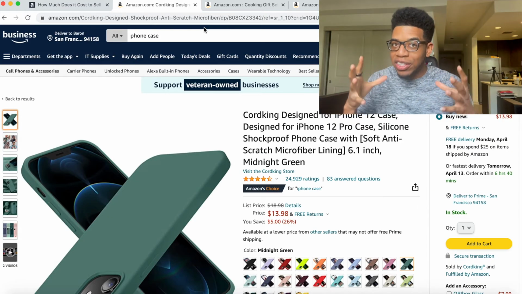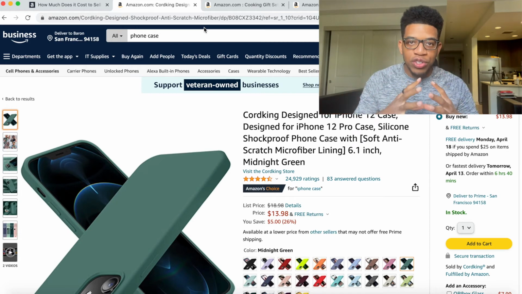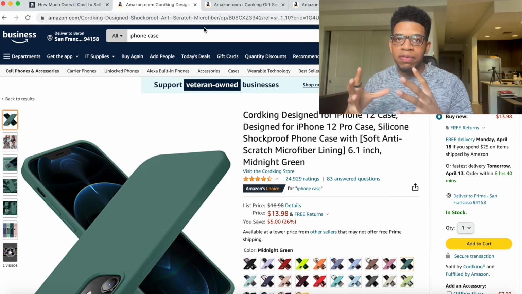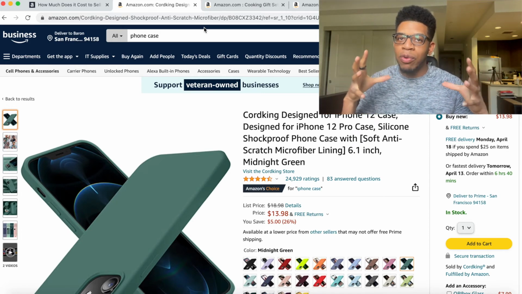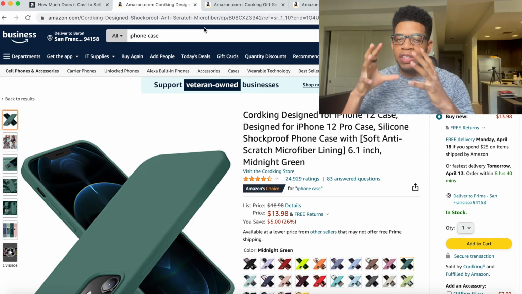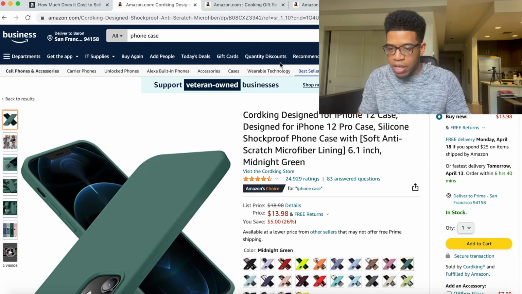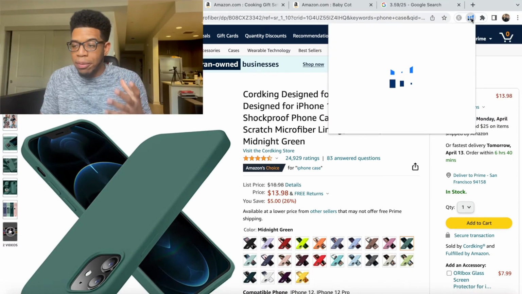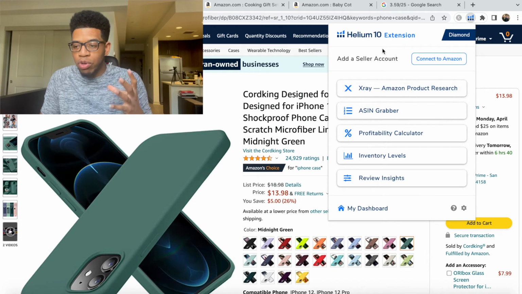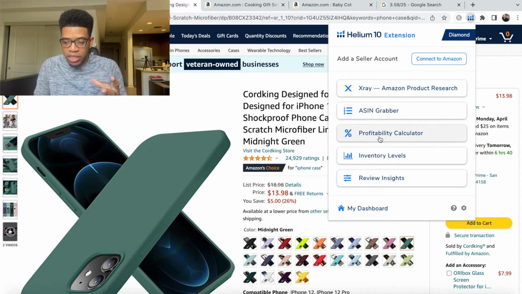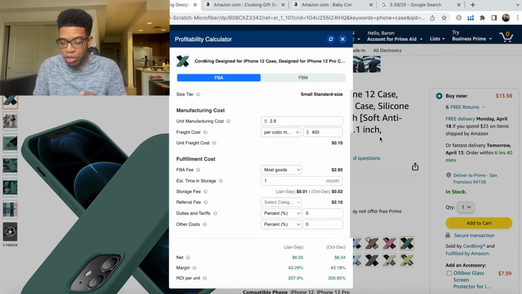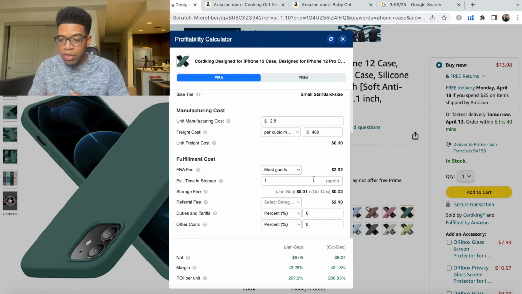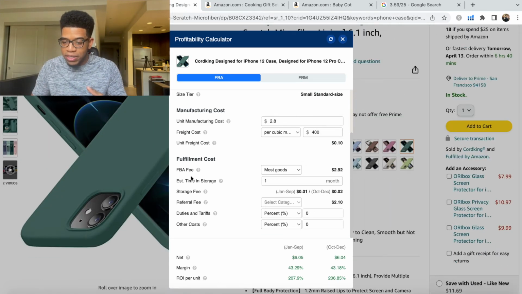Now, how can we actually estimate how much Amazon is going to charge us for the referral fee and the fulfillment fee, which once again make up a rough estimate of around 30% of the overall sell price of the item? If we simply come to Amazon.com for this specific phone case that I just typed in and found, we just click on the Helium 10 Chrome extension, and specifically what we're going to be using is the profitability calculator, which allows us to put these specific numbers in for the product and get the overall FBA fees that Amazon's going to charge us.